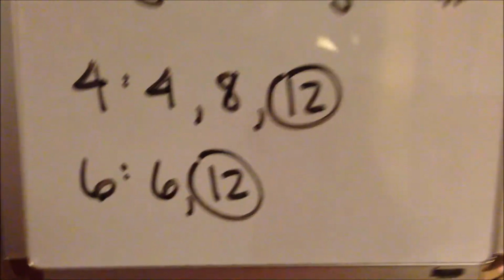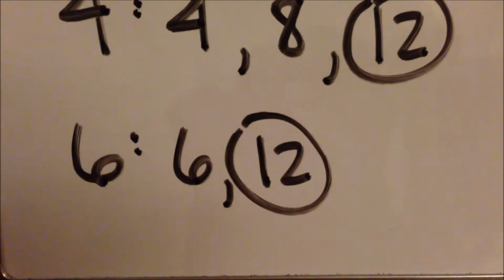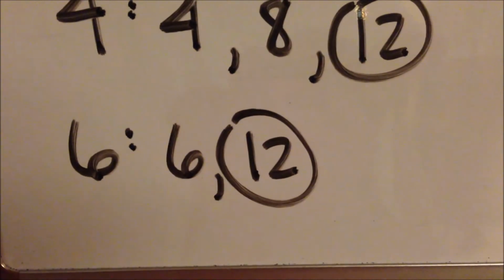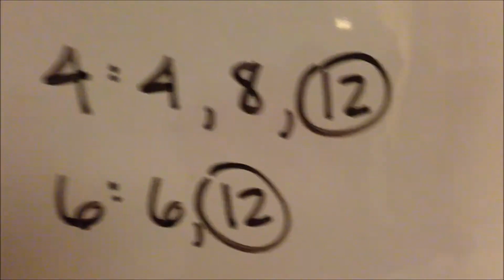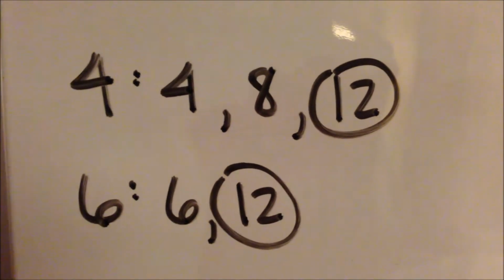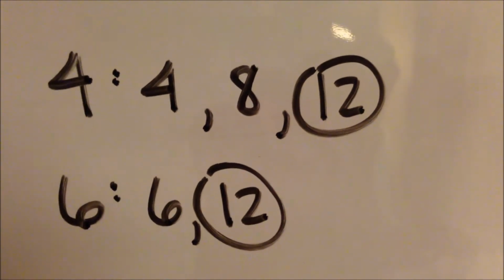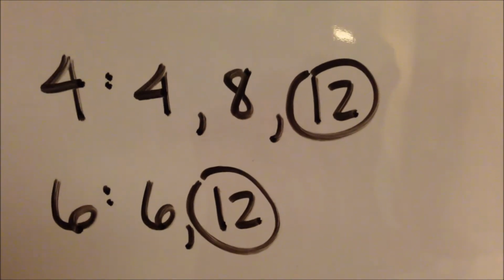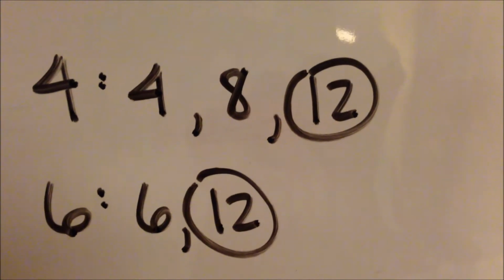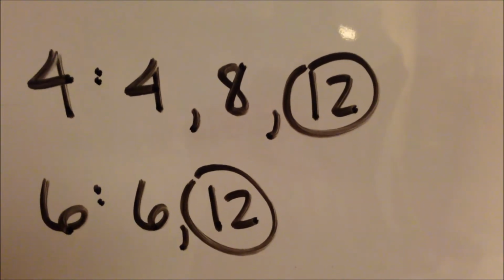Notice with the larger number 6 that it only took us two multiples to get to our LCM, whereas with the number 4, which is the smaller of the two, it took us 3. This doesn't seem like a big deal right now, but if we were working with two larger numbers, it would definitely be worth your while.